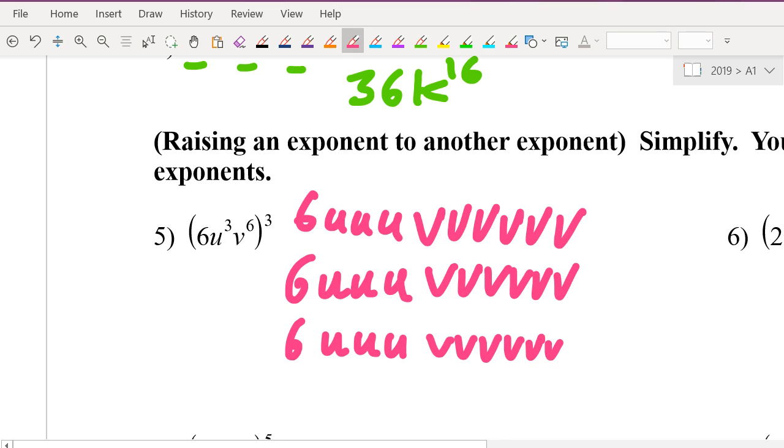Okay, good. Now, if you do that, even just in your mind, then you don't have to memorize the rules. So how many do we end up with, young lady? You could write 6 to the 3rd power, u to the 9th power, and v to the 18th power. Do we agree? Yes.